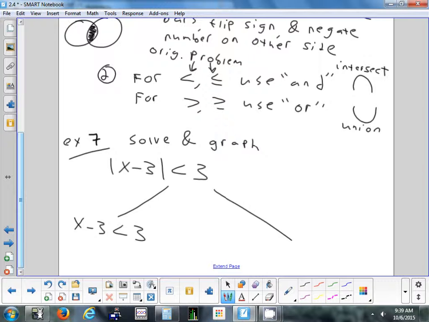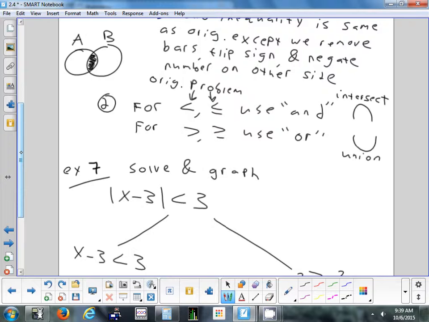How about my second one? All right, there's three things you've got to do on the second one. Take out the bars, make the number negative, flip the sign. So what would be my second one? Yep: x minus 3 is greater than negative 3. So he took out the bars, flipped the sign, made the number negative, did all three. Perfect.